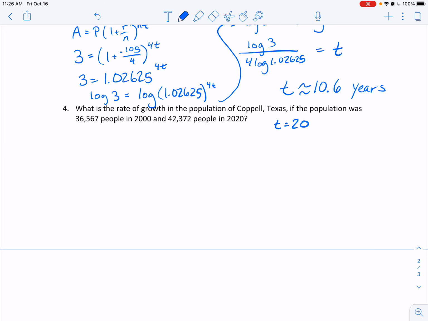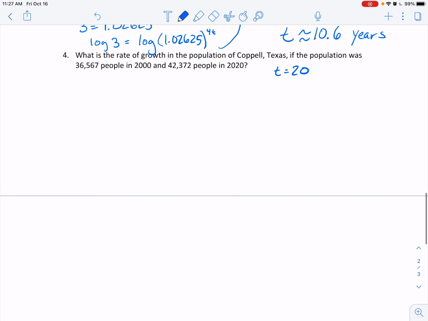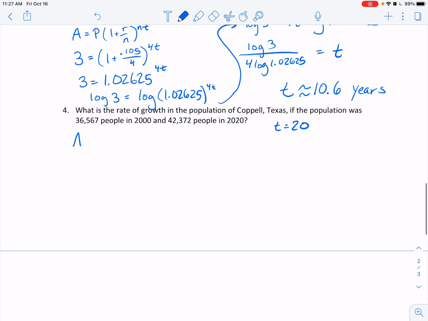is a growth problem. So we can use one of these 2 formulas, and it doesn't really matter. If you use this one, then when they ask for what's the rate of growth, you're going to have to figure out what the r value is anyway, but you can get there either way that you would like. Okay, so what we have, our amount, and you know what, I'm going to use this amount in 2020, is the amount in the year 2000 times that growth factor raised to the 20th power.